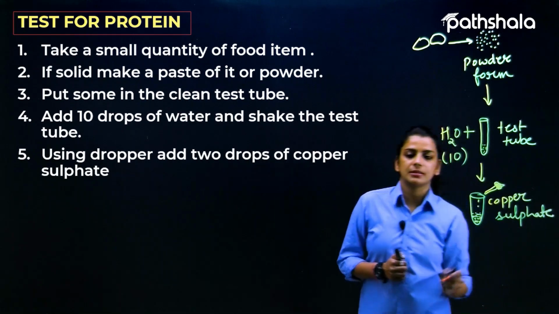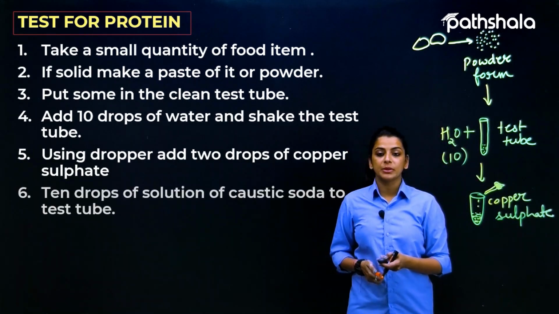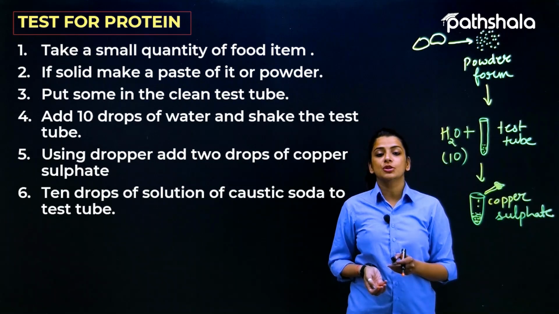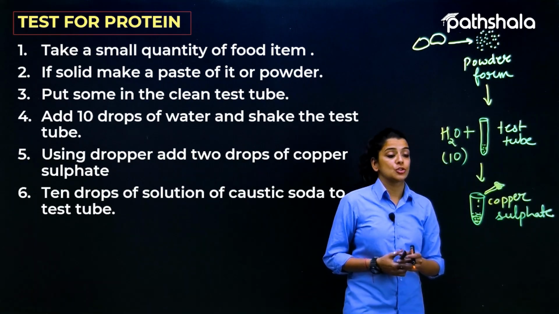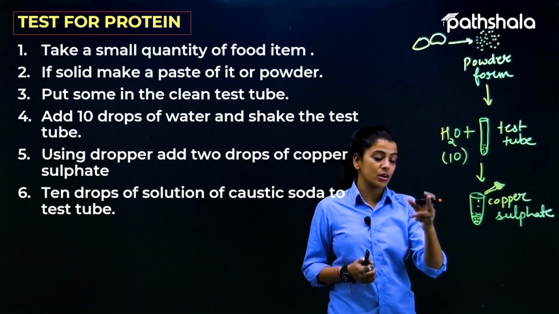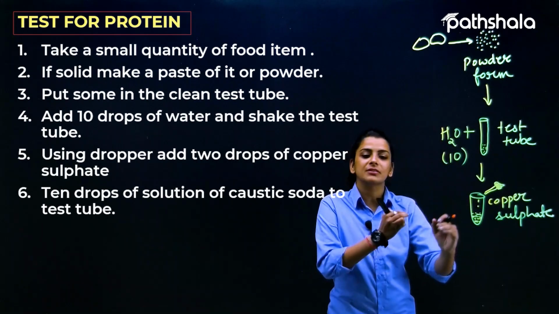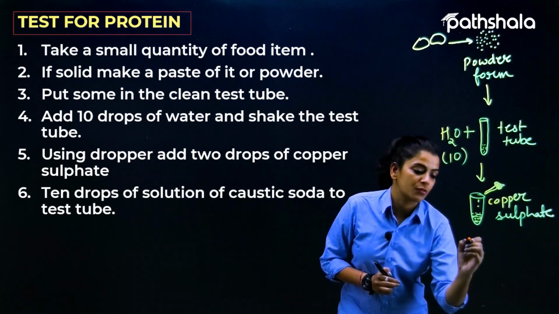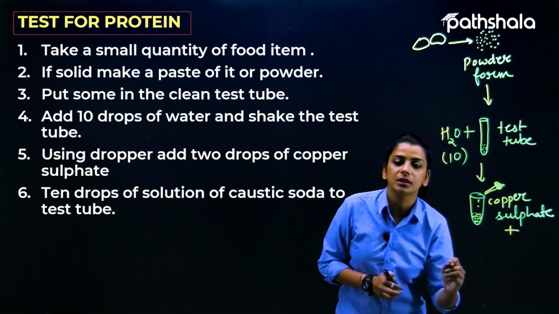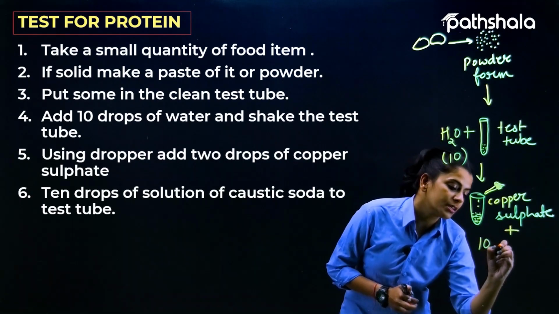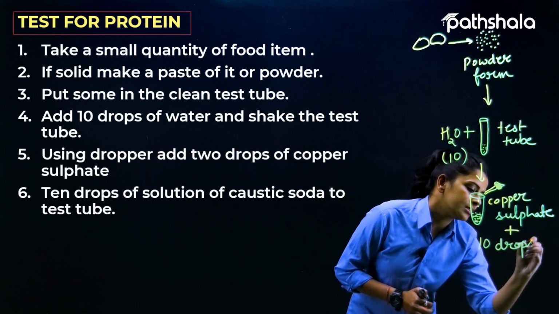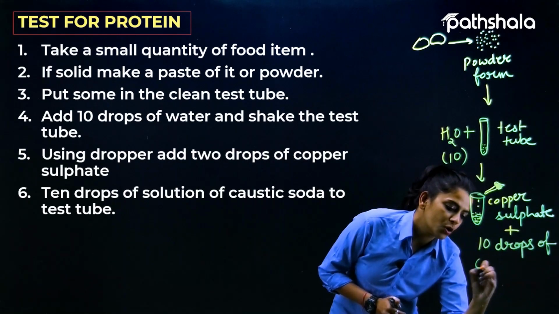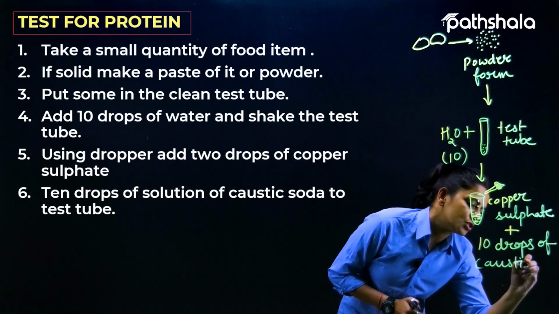So yes. Now next step will be 10 drops of solution of caustic soda to the test tube. अब आपने क्या करना है? और apart from copper sulfate डालने के बाद what we have to do is we have to add 10 drops of, plus, I'm writing here only, plus 10 drops of caustic soda.